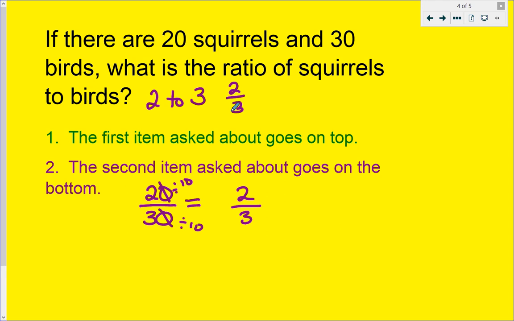It's read the same way when you're talking about ratios. Another way you'll see ratios written is 2 to 3. Sometimes we see it with a colon in the middle. But for right now, these two are the ones that you'll see most often because we're in the fractions right now. 20 squirrels, 30 birds. That's how we know which one goes on top, is by the question. What is the ratio of squirrels to birds? Squirrels on top, birds on the bottom.